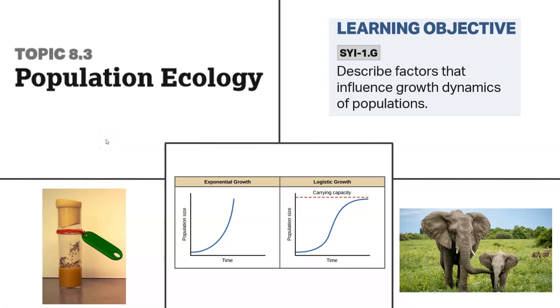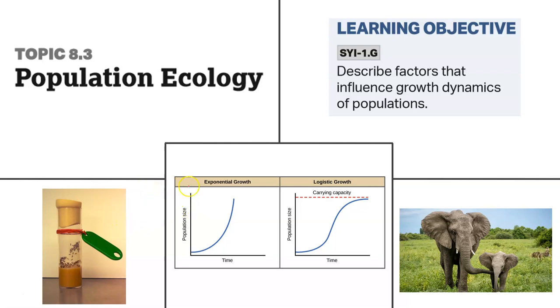Okay, so welcome to topic 8.3, which is population ecology. If you'll remember what a population is, it is a group of individuals of the same species. I have some populations on here. I have a little population of fruit flies down here in the corner, and a population of elephants over here on the right. I use those two distinct examples because they represent two different types of growth.